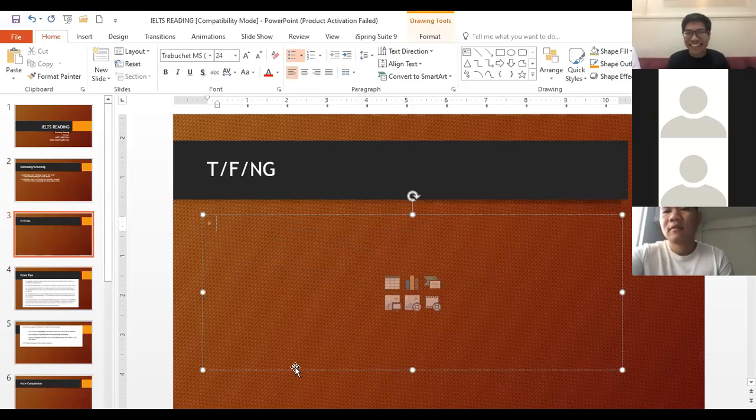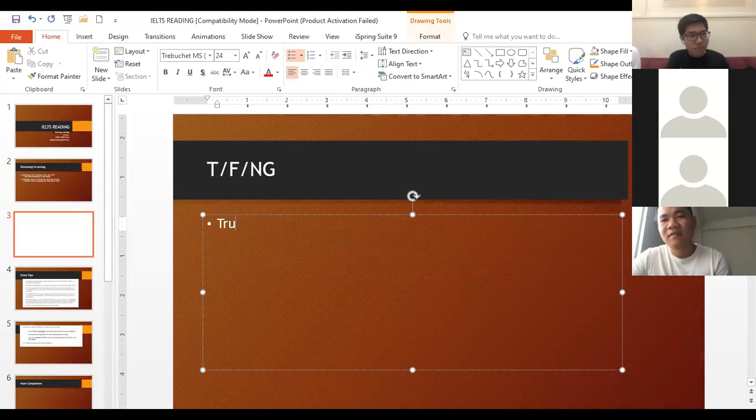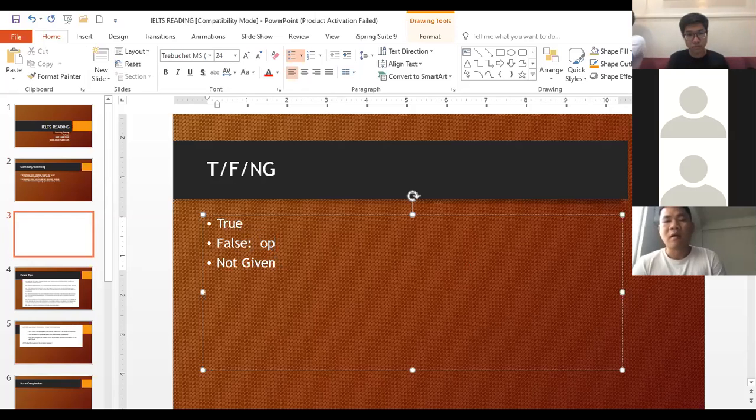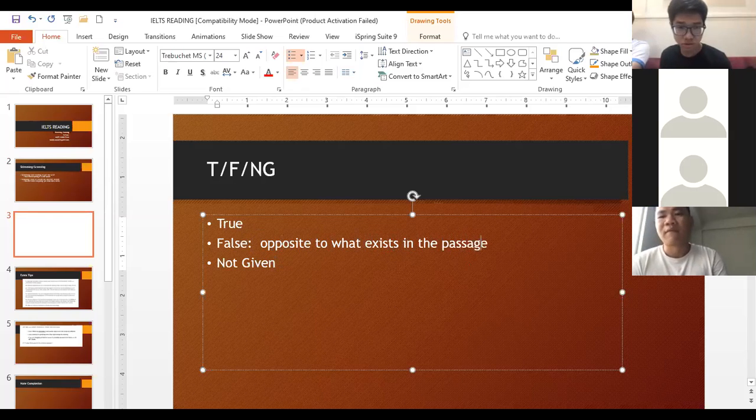What kind of question is this? Like, what do we mean by true or false or not given? If the sentence exists or is described in the paragraph, we consider it true, and if it's false, it's the opposite meaning, or it gives the opposite idea with the question, and not given, it won't exist, or it doesn't describe in the paragraph. Thank you.